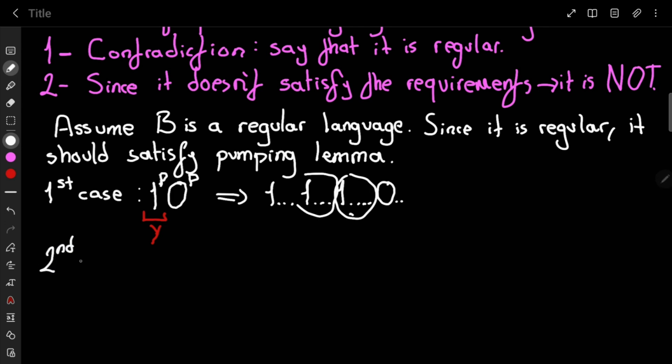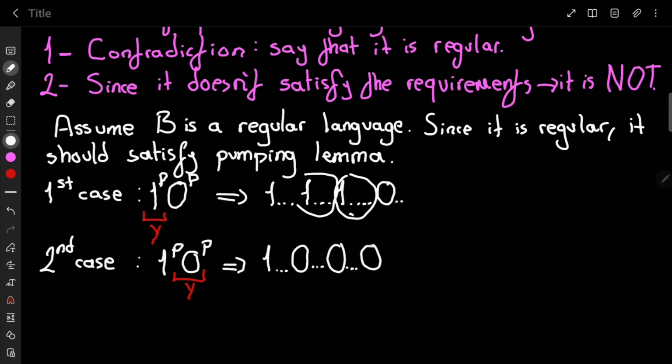So it is not in the language according to the language definition. Let's look at the second case. Again, we write our language, and let's pick y from the right side of the language. Let's say y is here. In that case, we will repeat y 2 times again. Since the number of zeros is higher than the number of ones, this string does not belong to our language. First case is failed. Second case is failed.